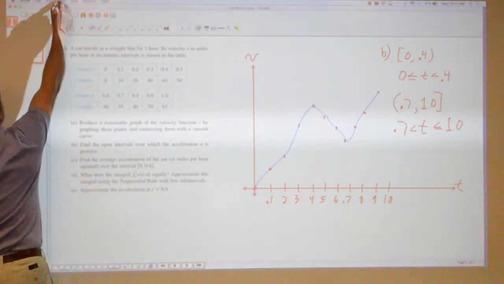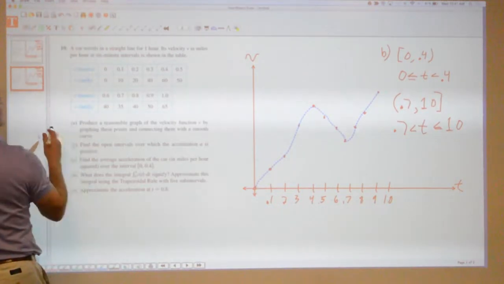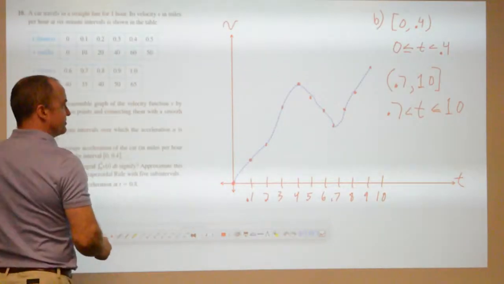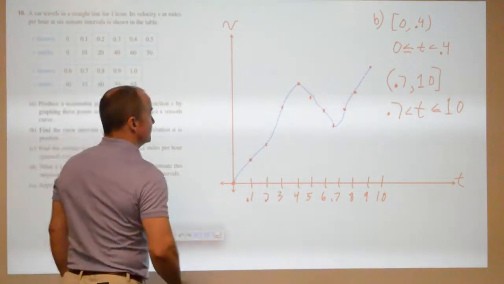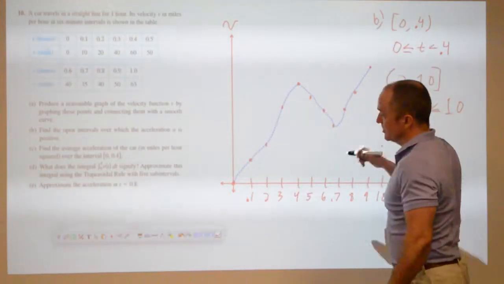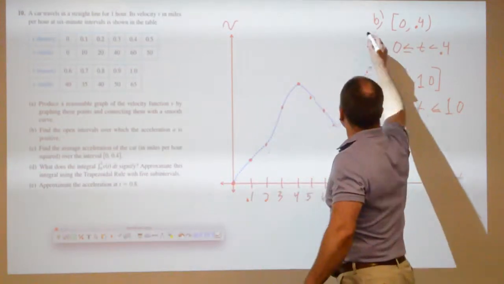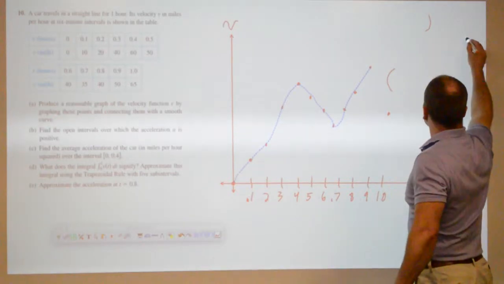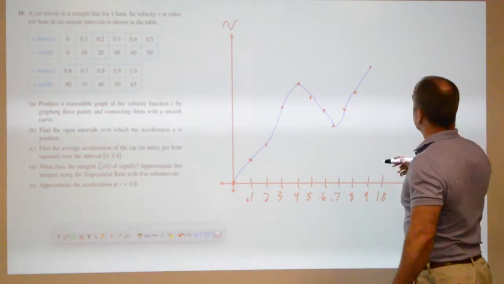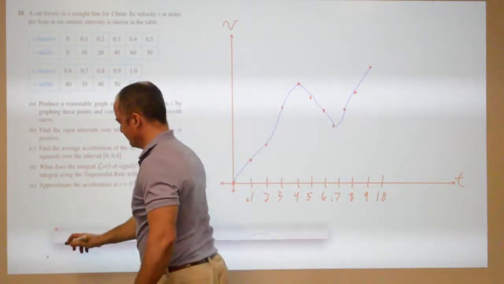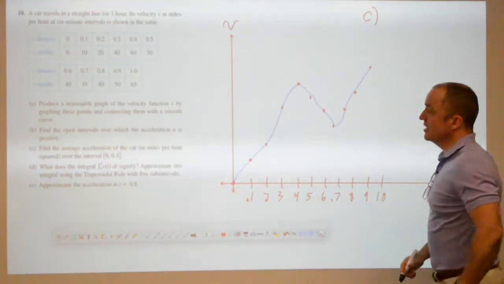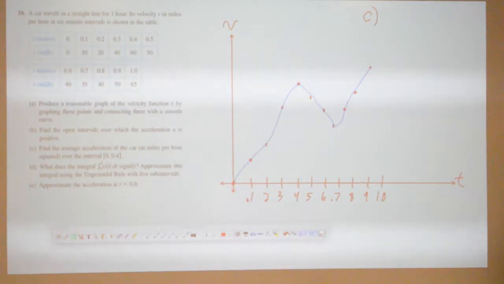I'll make a copy of this and just draw around it. Okay, letter C. Find the average acceleration of the car in miles per hour over the interval 0 to 0.4.